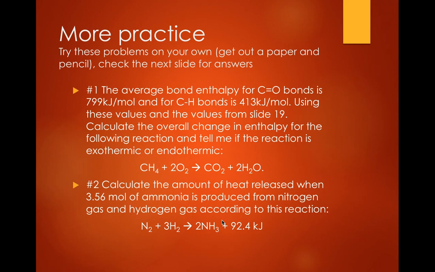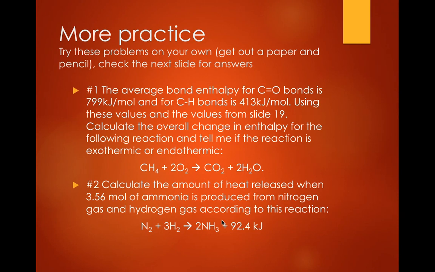Number 2, calculate the amount of heat released when 3.56 moles of ammonia is produced from nitrogen gas and hydrogen gas according to this reaction. So number 2 is very similar to the problem that we did on the previous slide.